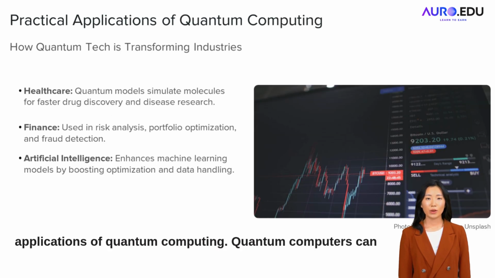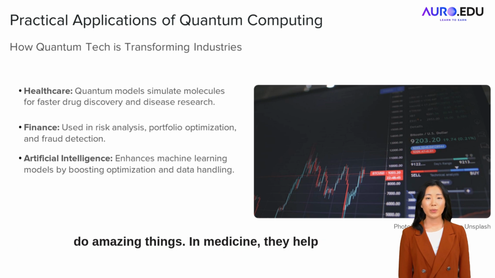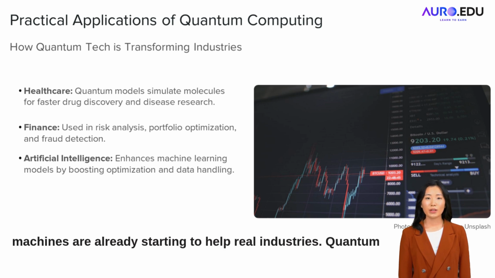Practical applications of quantum computing. Quantum computers can do amazing things. In medicine, they help discover new drugs. In finance, they make better predictions and detect fraud. And in AI, they train smarter robots faster. These machines are already starting to help real industries.